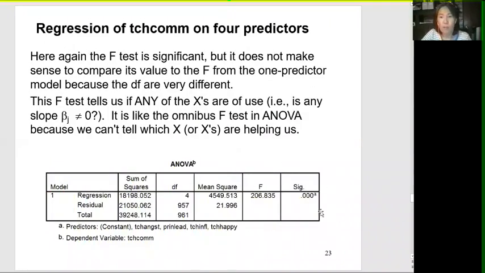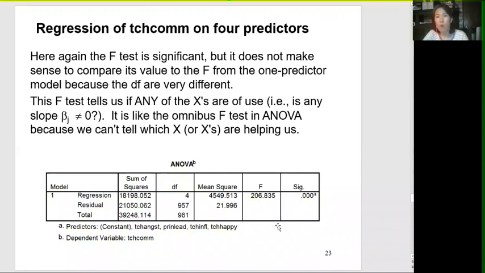So ANOVA overall model here, again, this is statistically significant. Here, the F-test tells us if any of the X are of use. Why does it say so? For the overall model test, you have 4 X variables. As long as one among the 4 is statistically significant, your F-test p-value is going to be smaller than 0.05. As long as one is statistically significant, your model is going to be statistically significant.